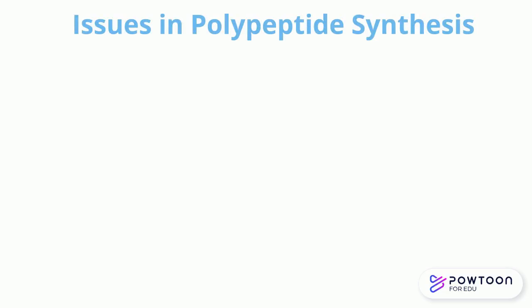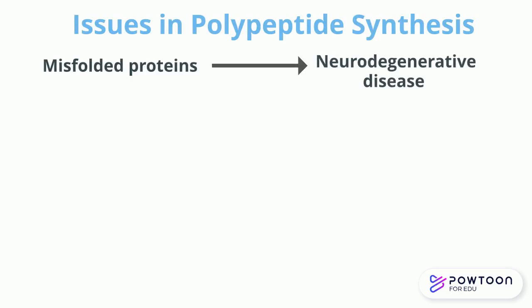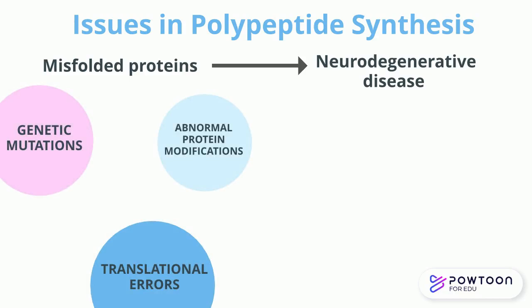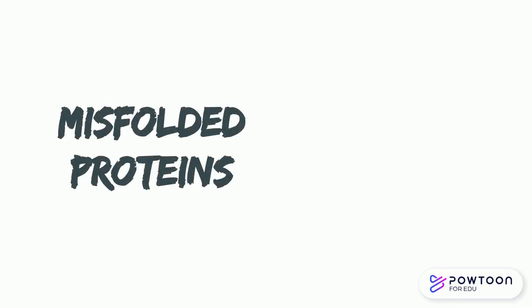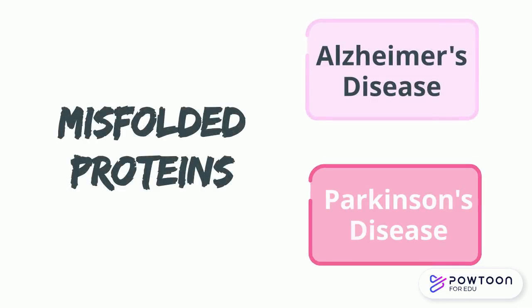There can sometimes be issues in polypeptide synthesis, including misfolded proteins and their relation to neurodegenerative diseases. Protein misfolding is a common cellular event that can occur throughout the lifetime of a cell, caused by different factors, including genetic mutations, translational errors, abnormal protein modifications, thermal or oxidative stress, and incomplete complex formations. These misfolded proteins are believed to be the primary cause of a variety of neurodegenerative diseases such as Alzheimer's disease and Parkinson's disease.